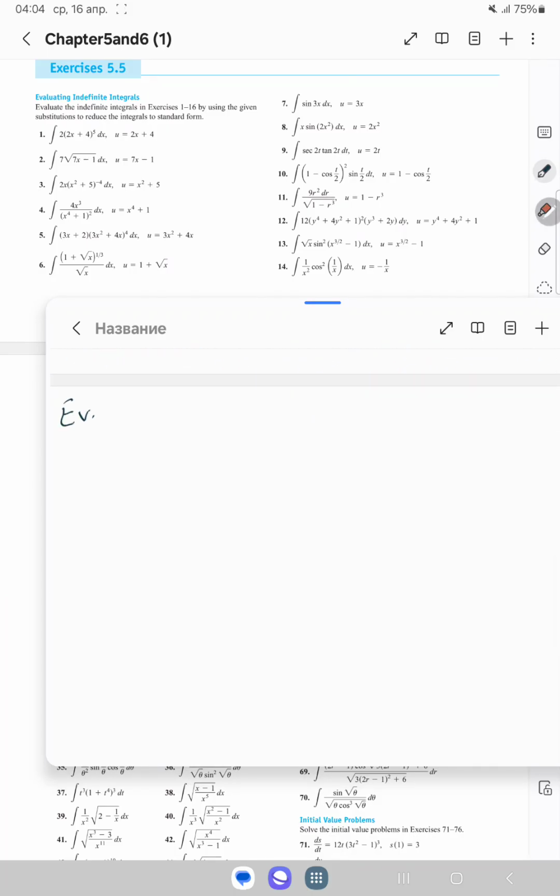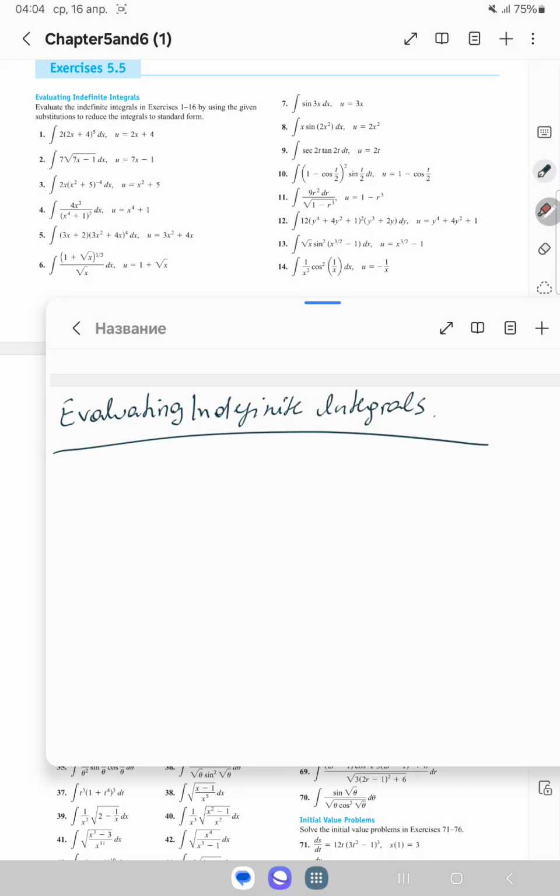So first we'll talk about evaluating indefinite integrals. Gəlin baxaq.